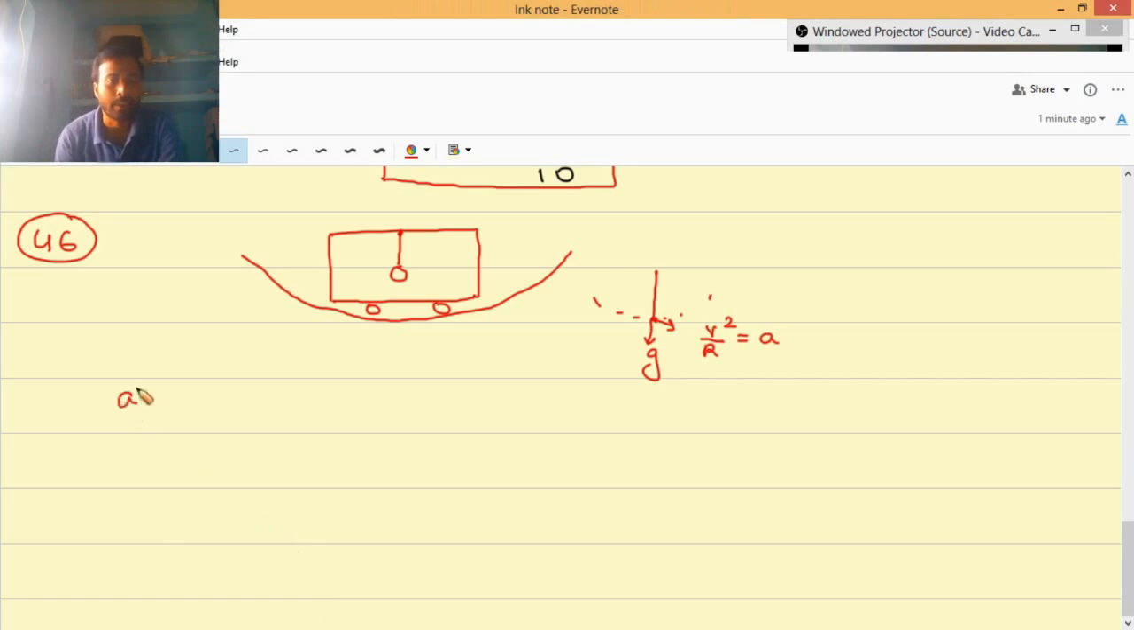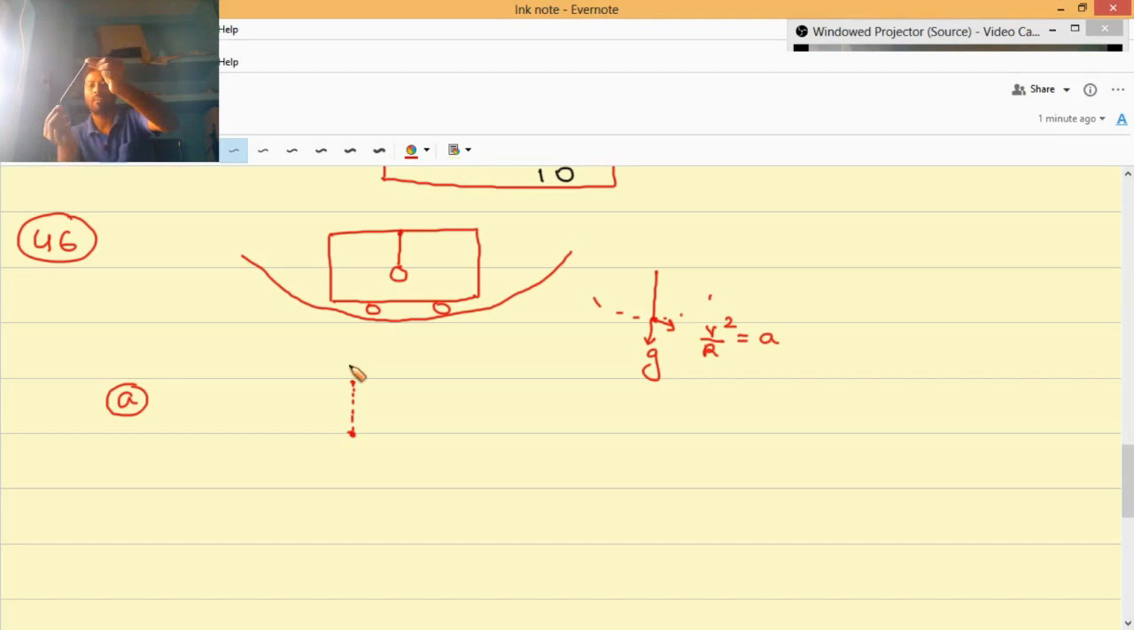For the first part, in order to evaluate the tension, we have to consider a different view of this situation to understand it better. Suppose the car is not moving, then the pendulum will hang like this, in its rest position. But when it starts moving on a circular road, it will deflect like this.